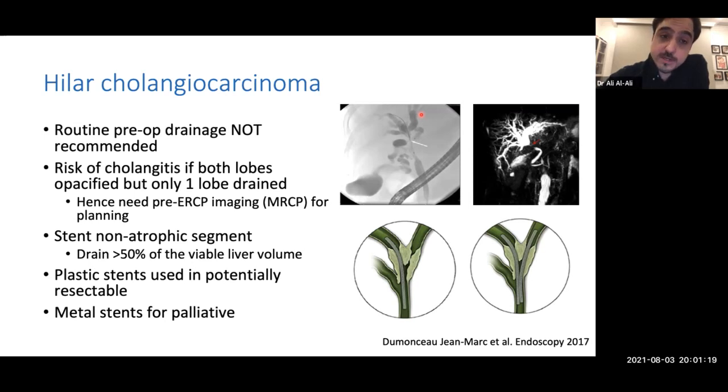In general, when it comes to the choice of the stent, we prefer to use plastic stents in patients who are potentially resectable, since again, they can be easily removed. But if the patient is clearly palliative and will not undergo any surgery, we prefer to use a metal stent, usually an uncovered metal stent, to achieve biliary drainage.